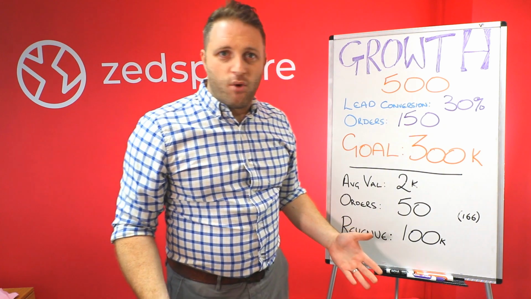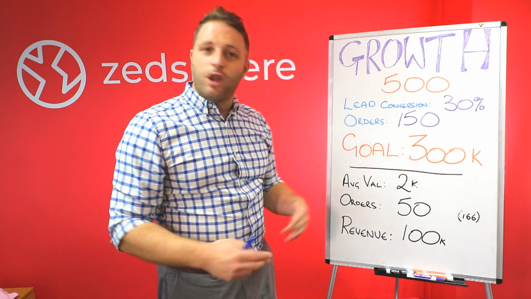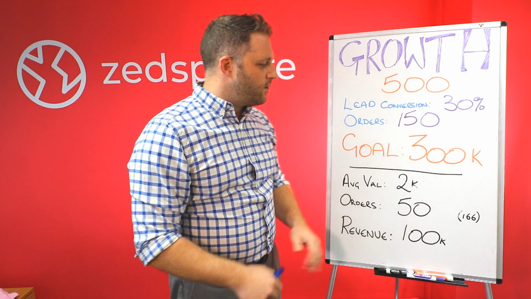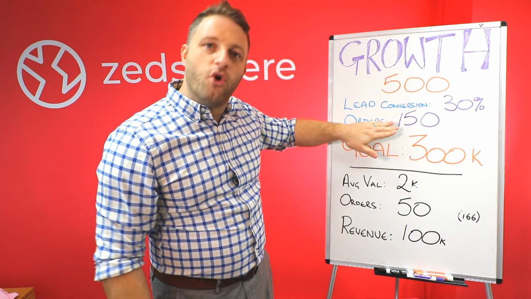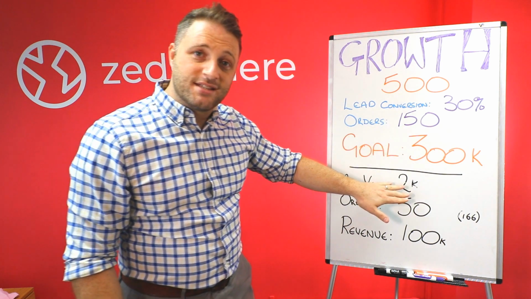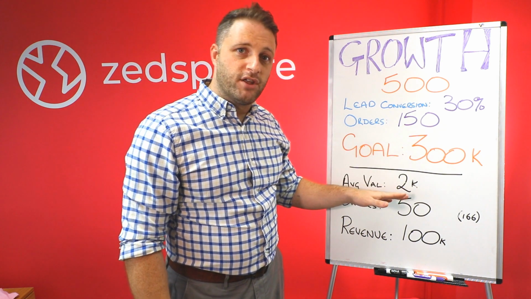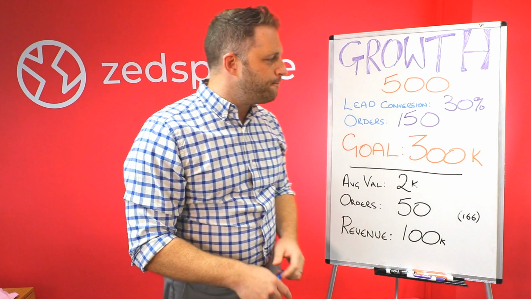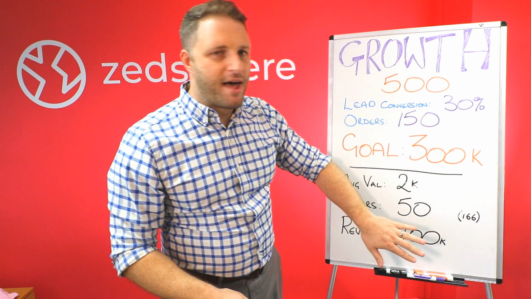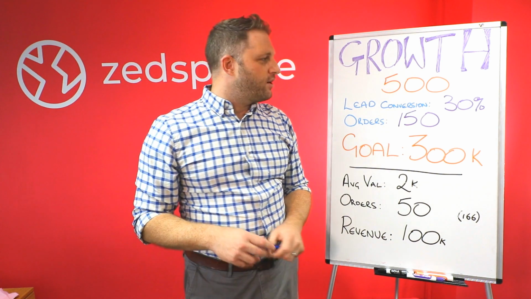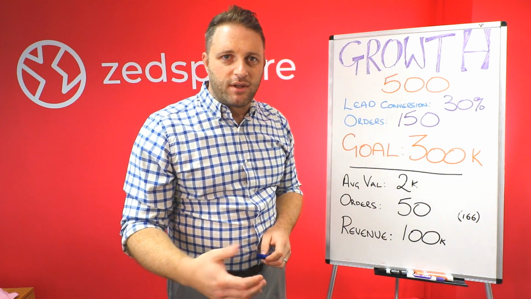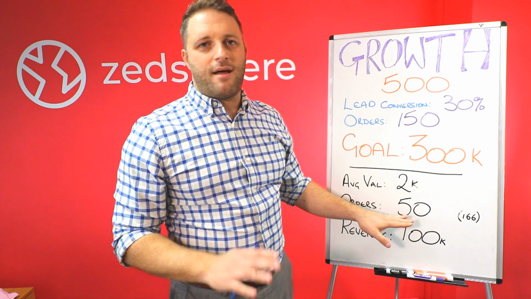So it's really simple, this. It's nothing complicated, but a lot of companies don't do it. So you have 50 orders. To get your 300k, you therefore need 150 orders at a similar size to your £2,000 average order value to get your 300k next year. That's pretty simple maths.